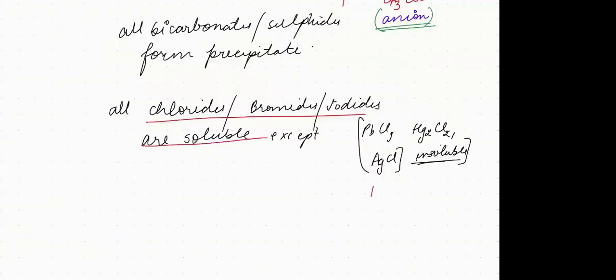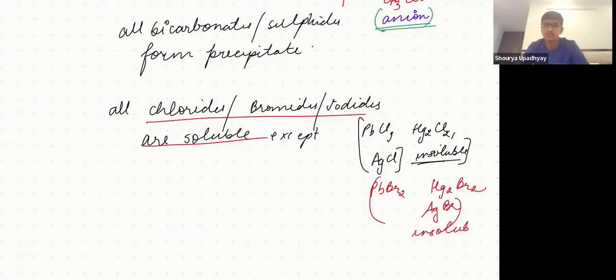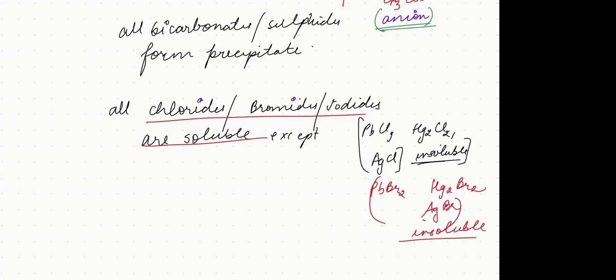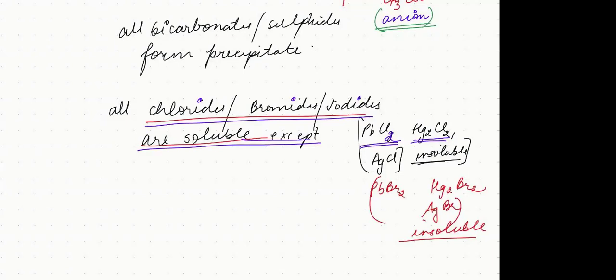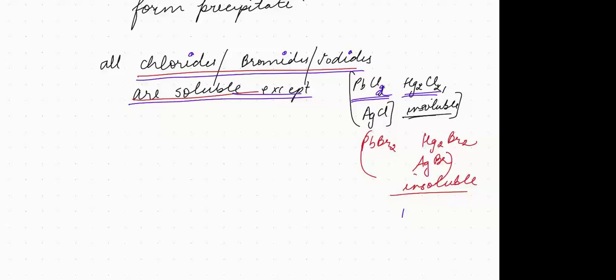Similarly, if you talk about PbBr2, Hg2Br2, and AgBr, they are insoluble. Yes, ma'am. Rest all of them are soluble. So all chlorides, bromides, and iodides are soluble except PbCl2, Hg2Cl2. Ma'am, for PbBr2, is it written Hg2Br2? Yes. And similarly, we have PbI2, AgI, and Hg2I2.